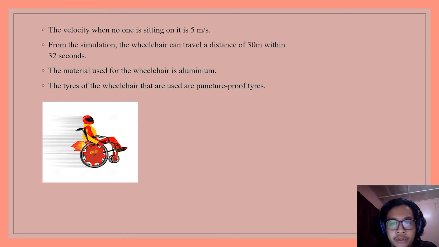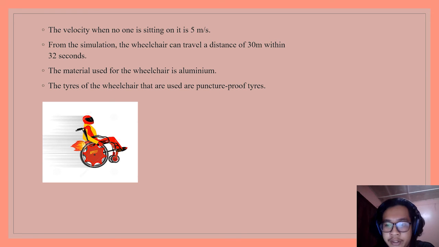For the proposed wheelchair, the velocity when no one is sitting on it is 5 meters per second. From the simulation, the wheelchair can travel a distance of 30 meters within 32 seconds. The material used for the wheelchair is aluminium to ensure that it is lightweight, even with the motor included, so that it is easy to be carried around.